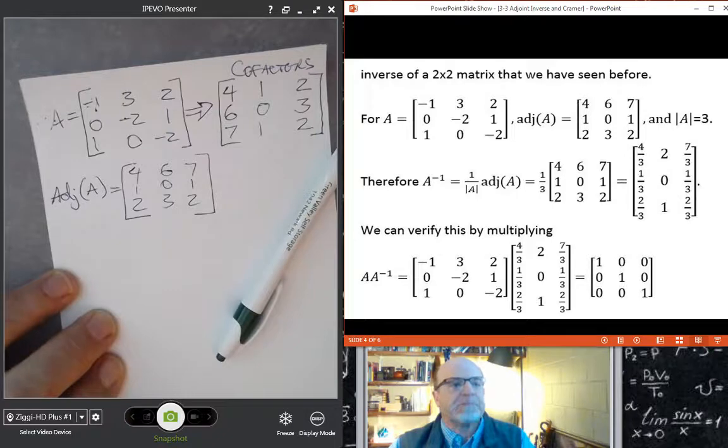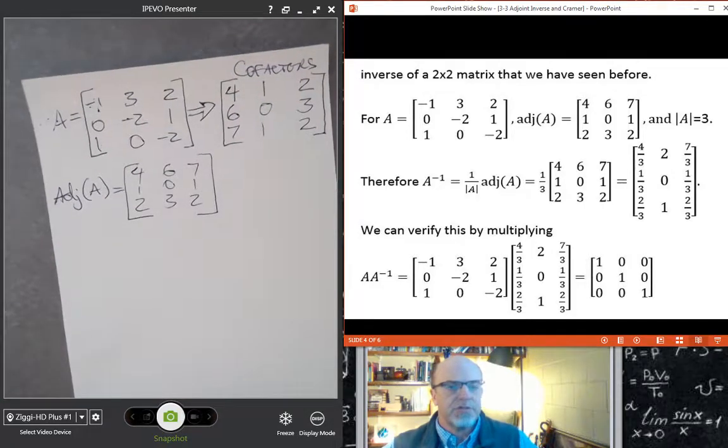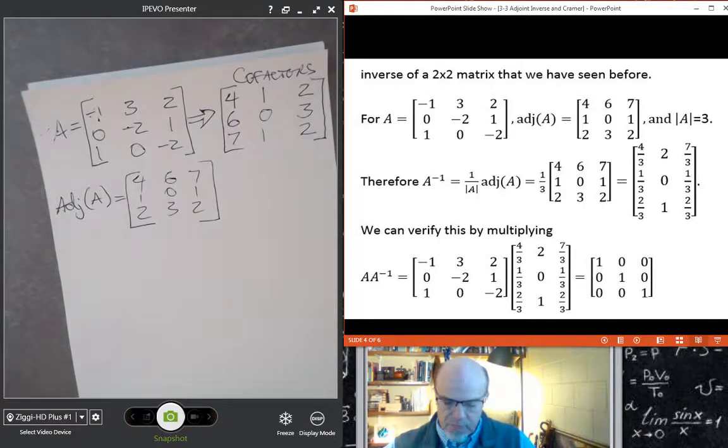Okay? Now we can check that if we so choose to. We can check that by multiplying A times its inverse, and when you do that you get 1, 1, 1. Alright, so we know that yes indeed this is the inverse of A. Okay? Now that's what you have in the PowerPoint. I want to walk you through another example.